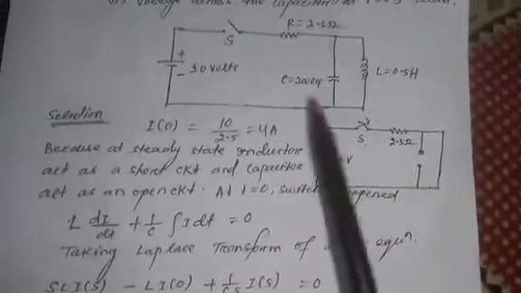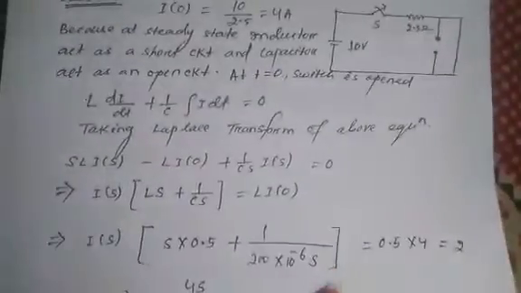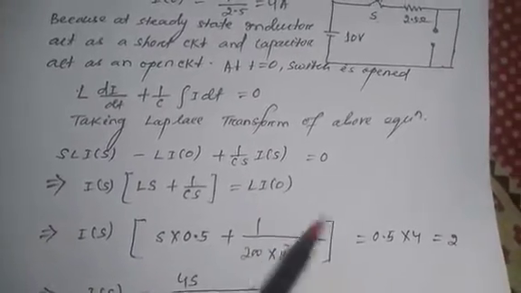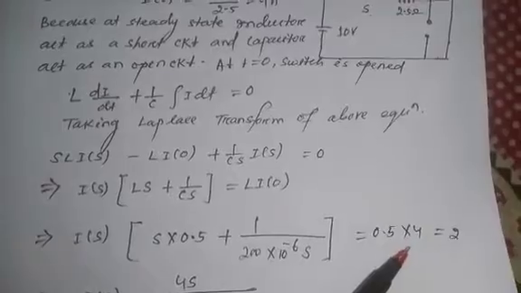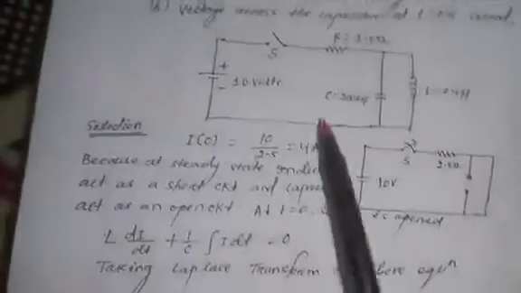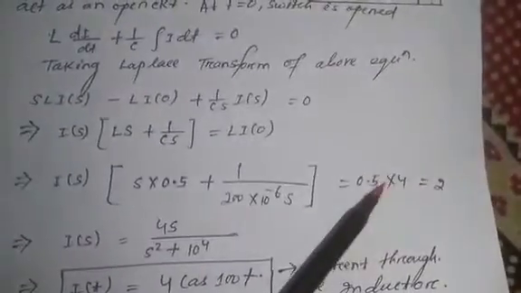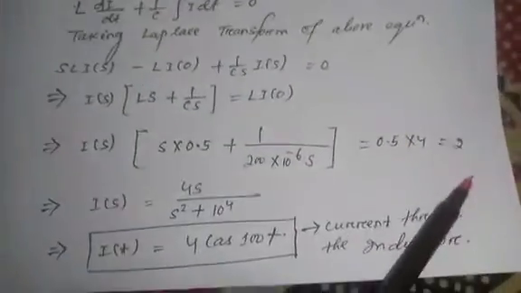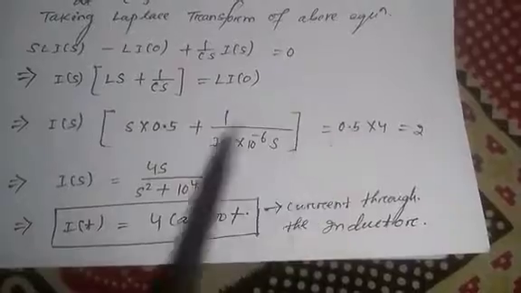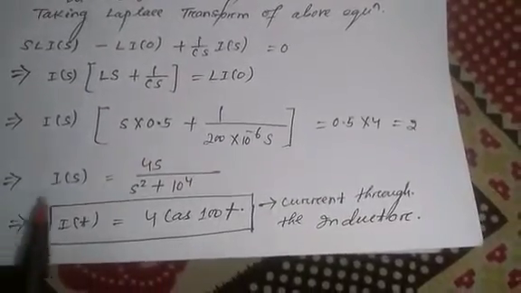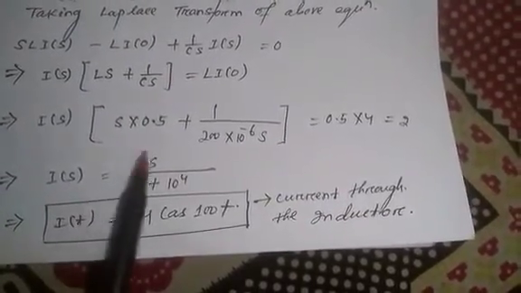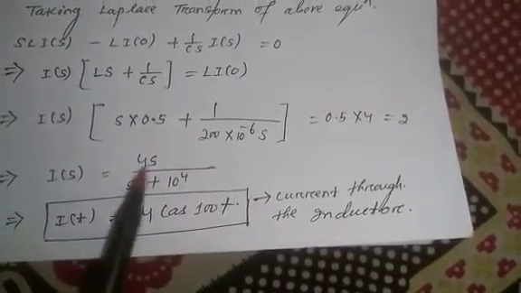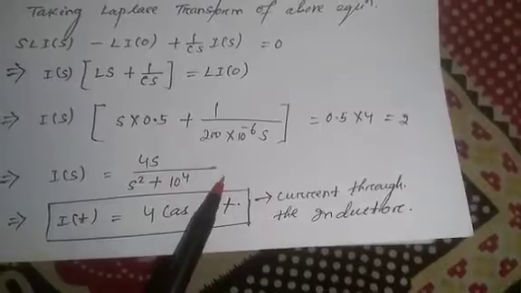What is the value of C given? 200 microfarad, which means 200 into 10 to the power minus 6. In the right hand side, L is 0.5 into I of 0, already calculated as 4 ampere, so the right hand side is 2. If you solve this equation, you easily get I of s equal to 4s divided by s square plus 10 to the power 4.